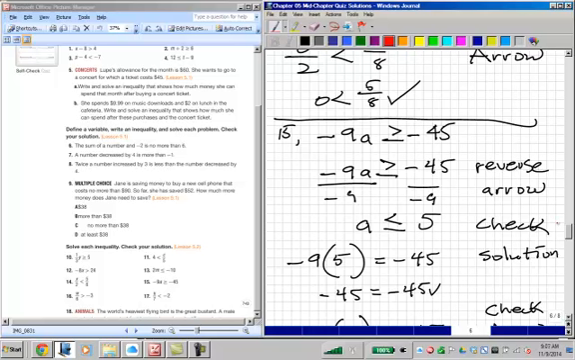15. Negative 9a greater than or equal to negative 45. Divide both sides by negative 9. Reverse the arrow when dividing or multiplying both sides by a negative number in an inequality. A is less than or equal to 5.